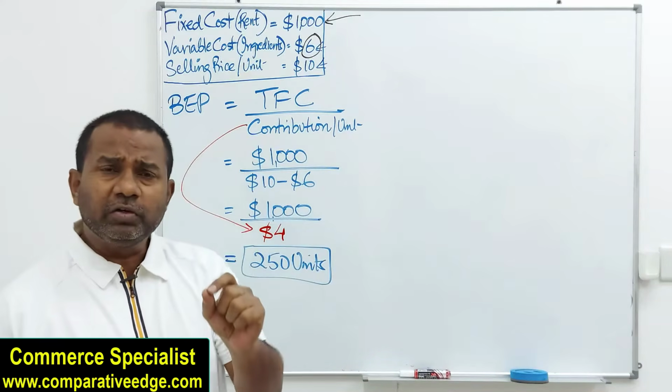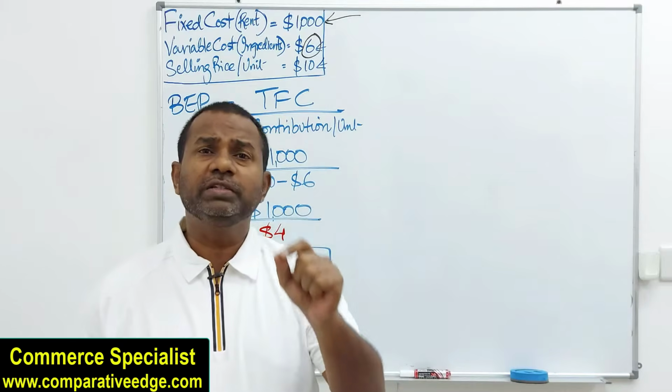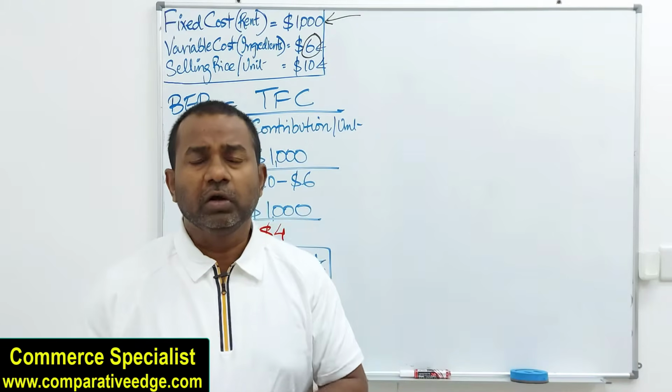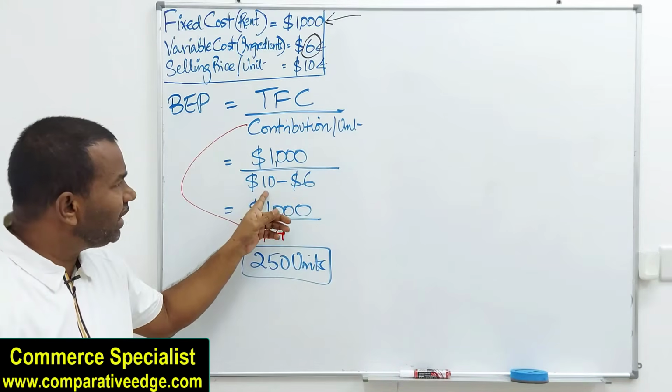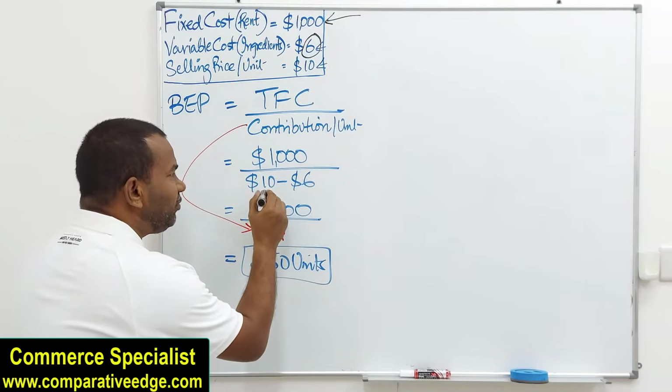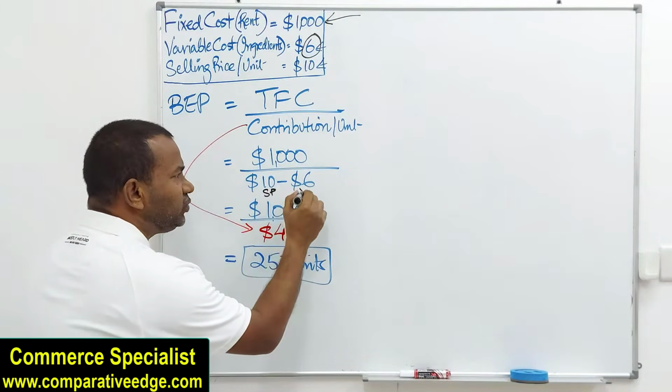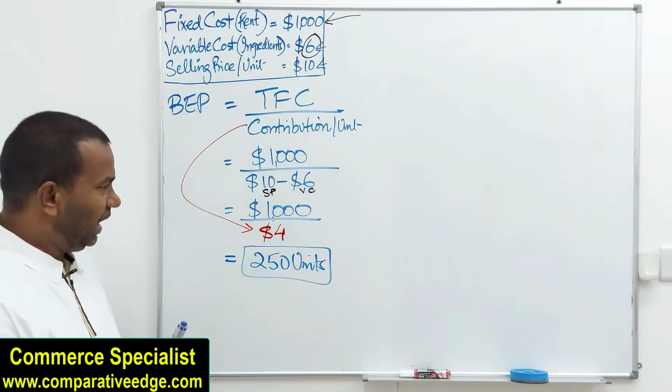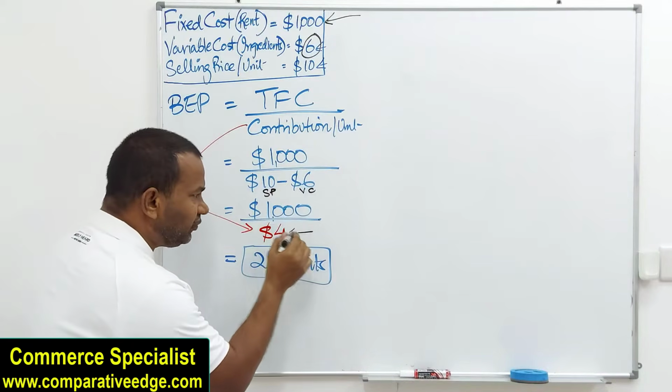Now I want everybody to pay attention on what is contribution per unit. Contribution per unit is selling price minus variable cost. This is selling price per unit, and this is variable cost. And I have highlighted here as 4.